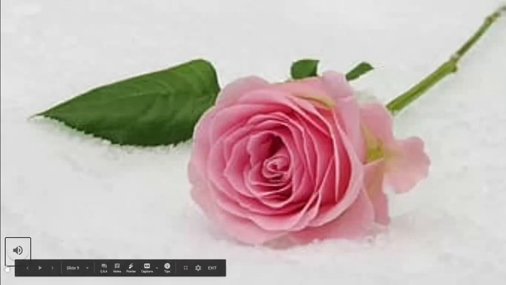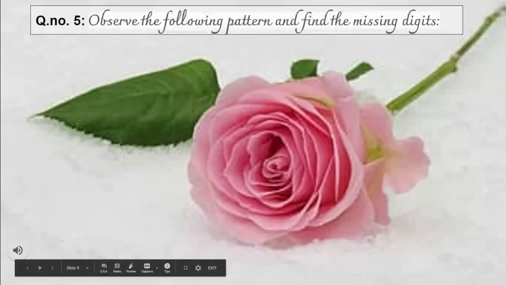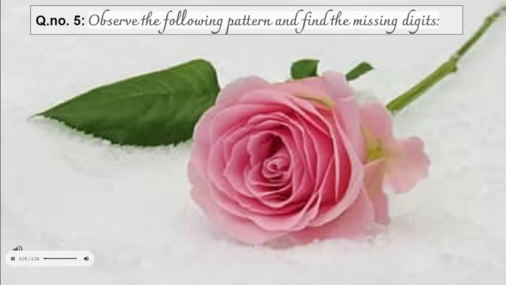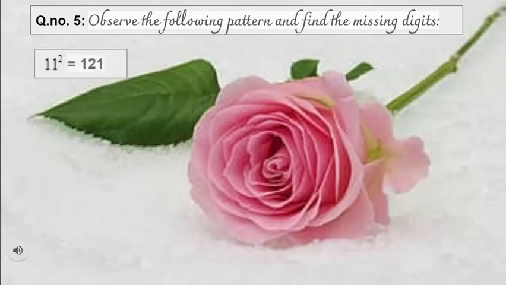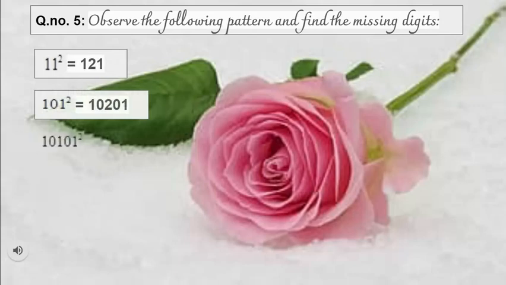Now question number 5. Observe the following pattern and find the missing digits. Same way as question number 4. Here the first two numbers are the same as in question number 4. See, 11 square is 121, 101 square is 10201. Here the third number, you see, then only we can see the pattern.